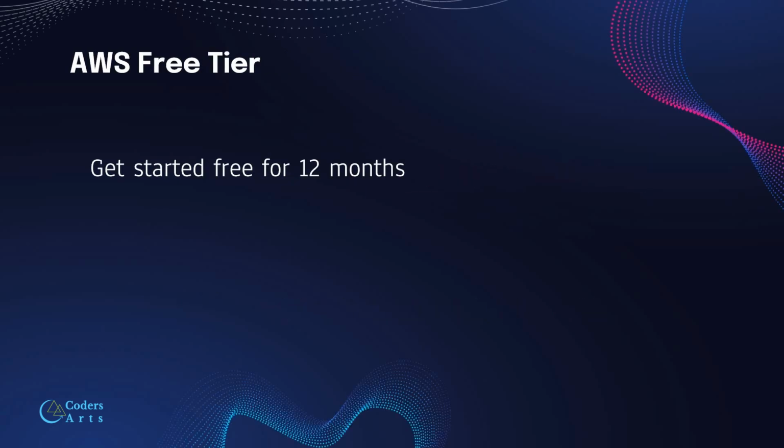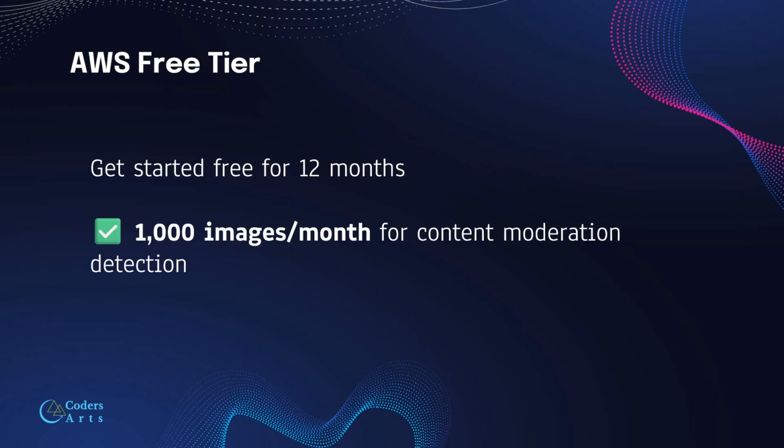Also, there is a free tier. AWS offers a free tier for the first 12 months after account creation. And as a part of this AWS free tier, you can analyze up to 1,000 images per month for free, including moderation, during your first 12 months after creating your AWS account. However, video content moderation is not included in the free tier. So you'll start paying for that from the first minute of video processed.